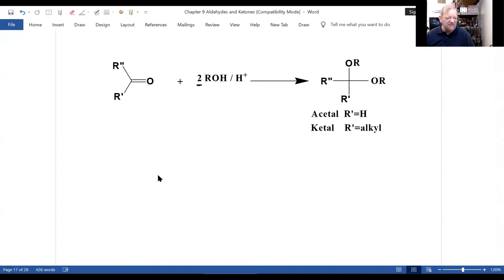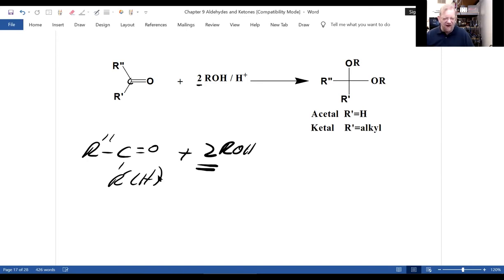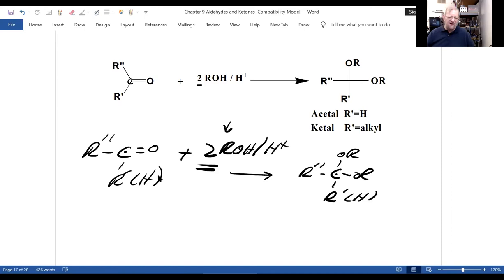And here again, I have written this way. Let me write it. Have a ketone, R double prime. If R prime is hydrogen, I have an aldehyde. And now I'm reacting with not one, but two molecules or moles of an alcohol, an acid catalyst. And here, keep your eye on the carbonyl carbon. What's attached to it initially in terms of carbon and hydrogen is still attached to it. And this opens up now two R oxygens, and each one has the R group on it from the alcohol.